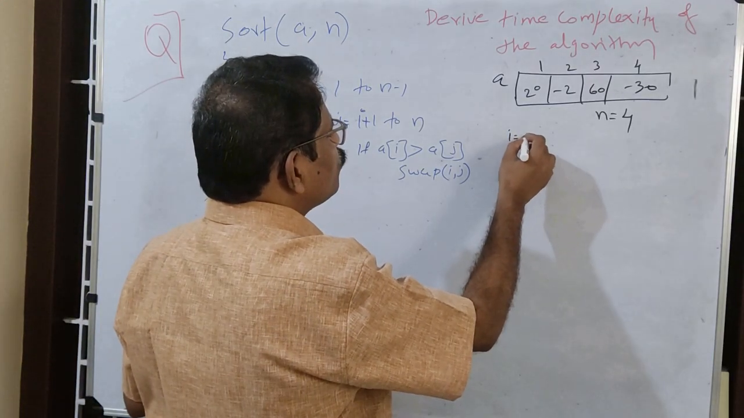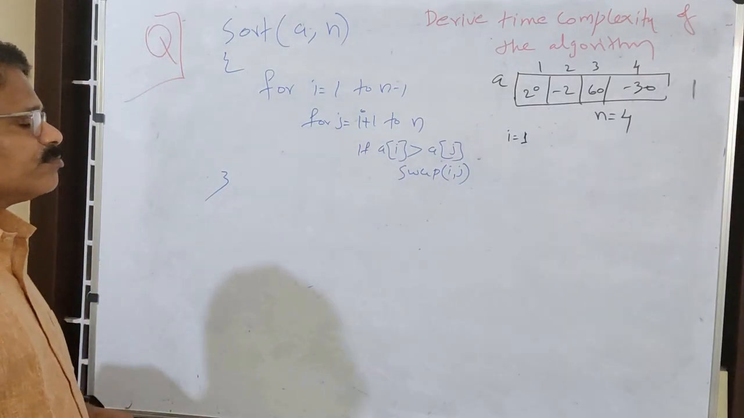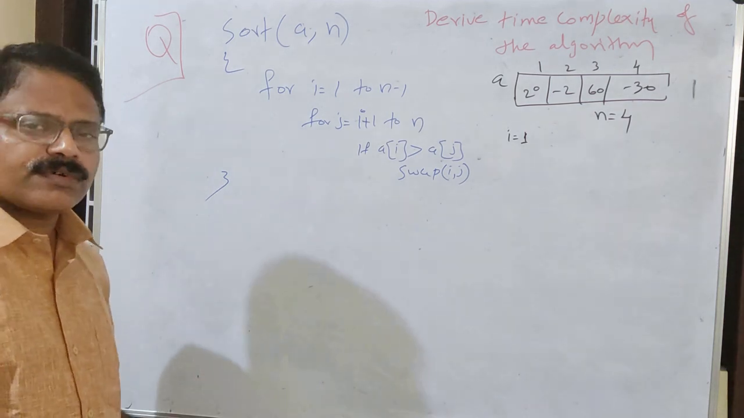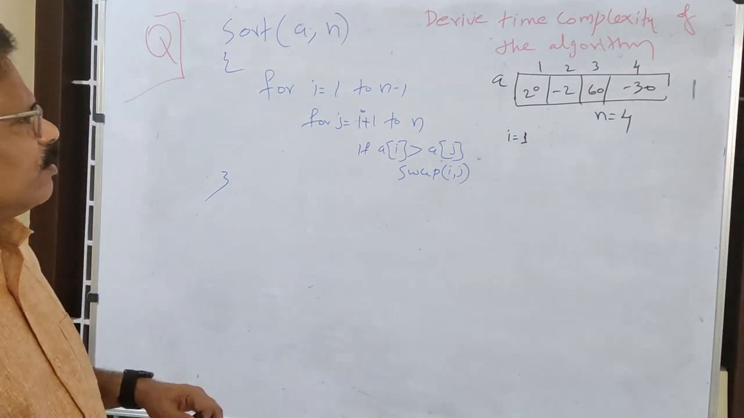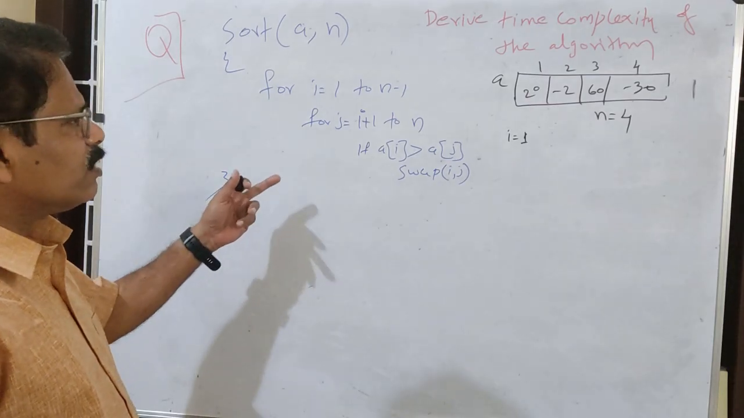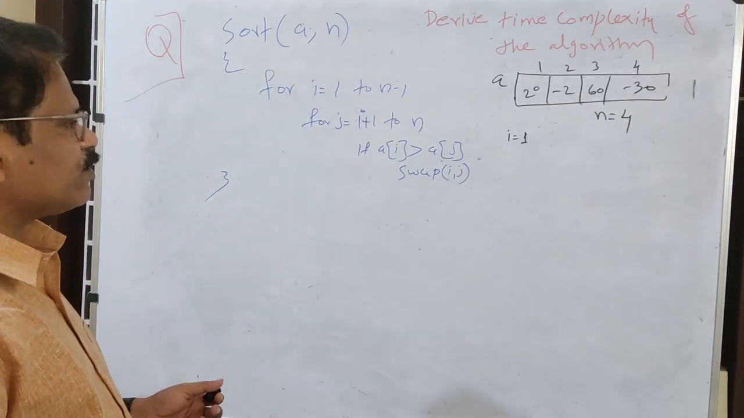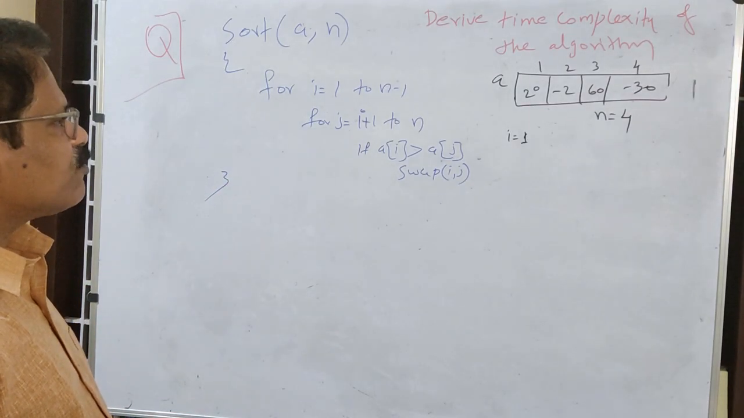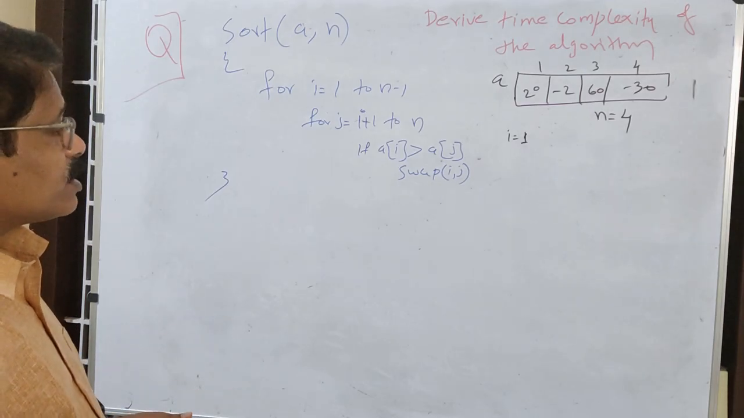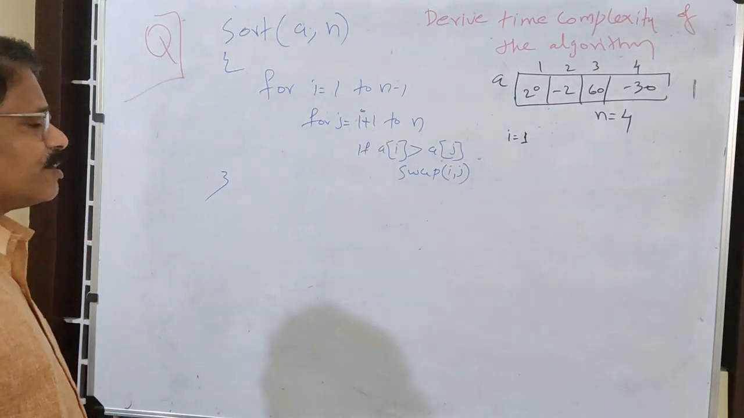When I equals 1, I goes from 1 to n minus 1. Remember, this is an iterative algorithm. Algorithms are of two types, iterative and recursive. We analyze iterative algorithms by finding the number of times each statement executes. Then we assume a cost and find the total cost of execution. Let us trace the algorithm first.